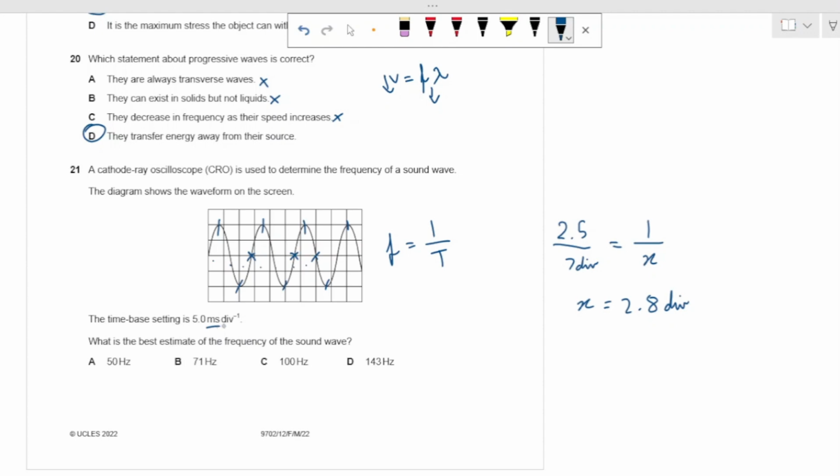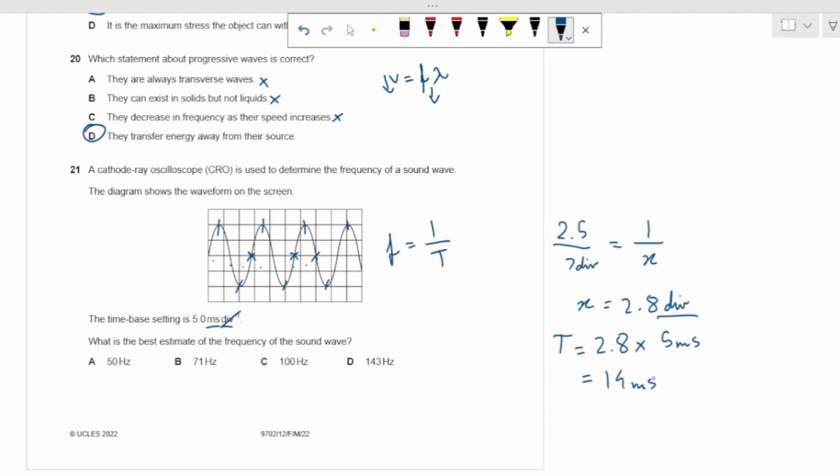So you can see that if we multiply this div with this div, it's going to cancel out, and that's exactly what we want, because we want to get a unit in seconds, or a time unit basically, in order to get the time period. So to get the time period, we're just going to multiply the number of divisions covering one wave and the time base setting, which is 5 millisecond. Div cancel, and in the end we get 5 into 2.8. So the answer we get is 14 millisecond.